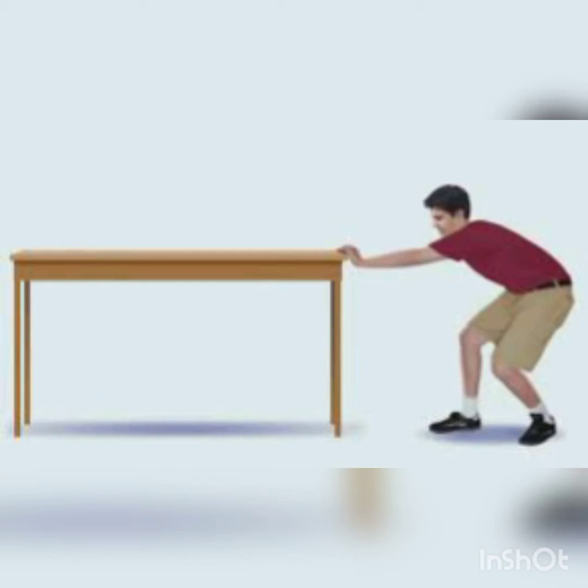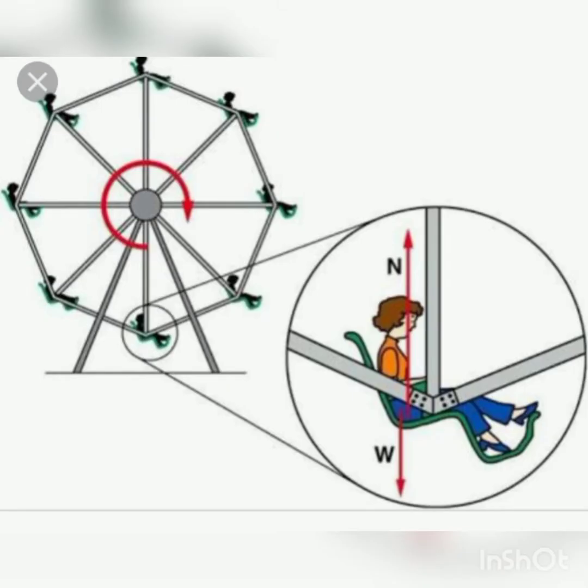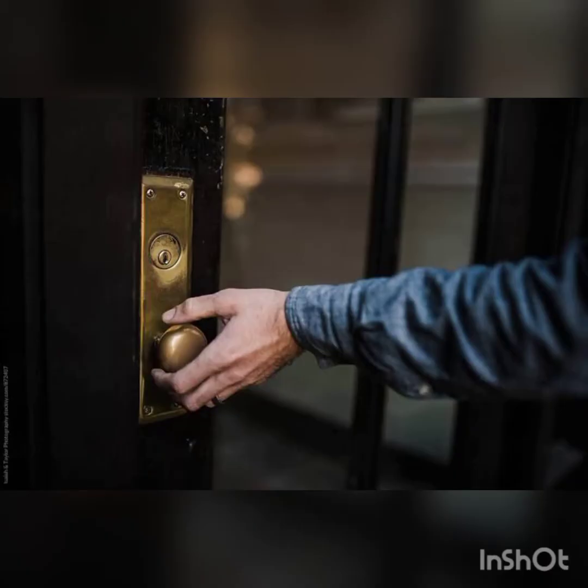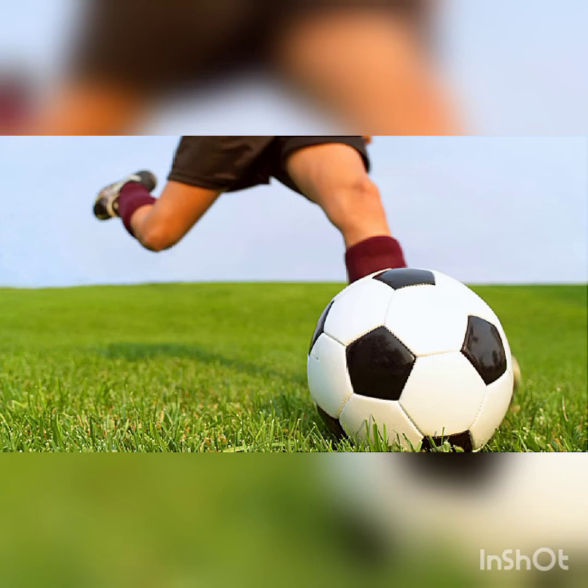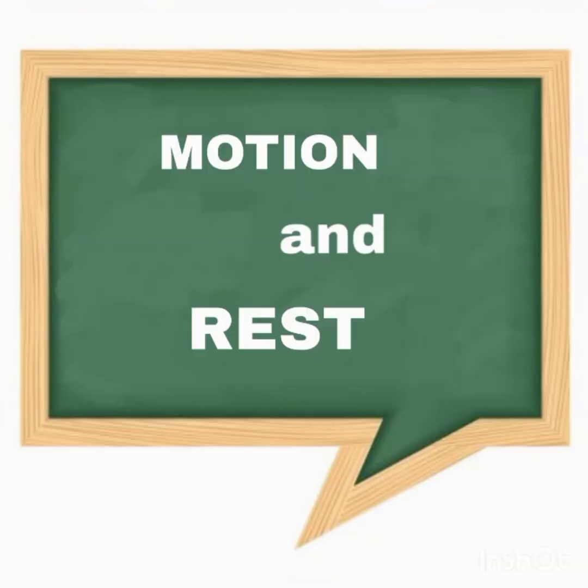Now look at the picture. Swing. Here force is applied. Next is giant wheel. Here also force is applied. In the images we saw the push and pull process, like in the swing the child pushes and pulls the swing. It results in some motion of the object. When you open the door, kick a football, lift a school bag, all involve motion and there is some push or pull. Now we will study about motion and rest.